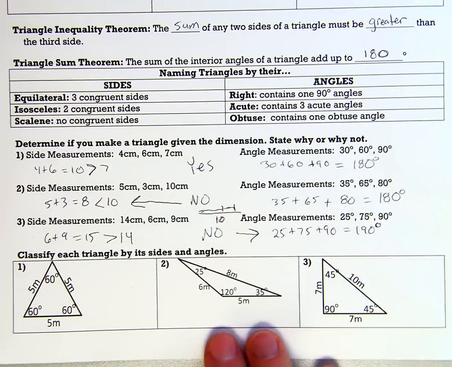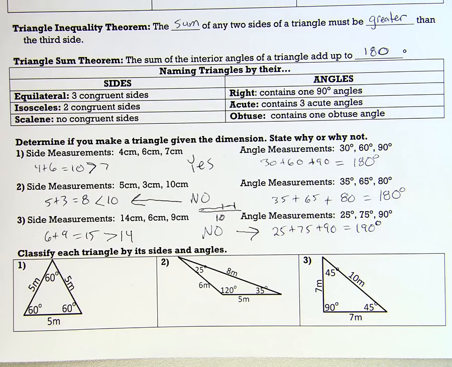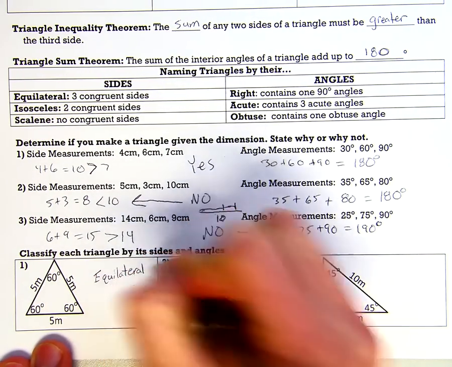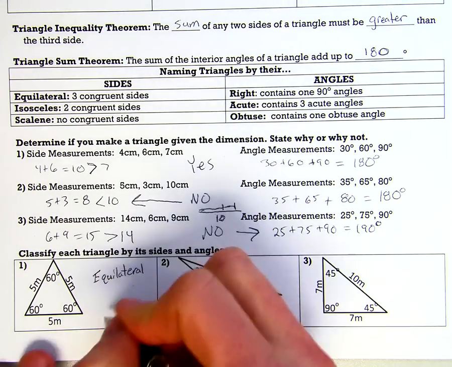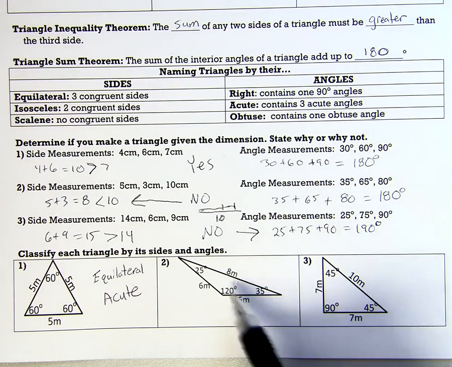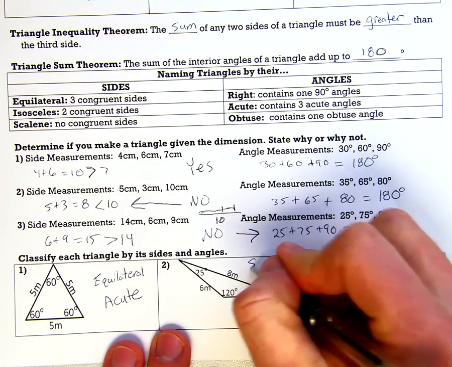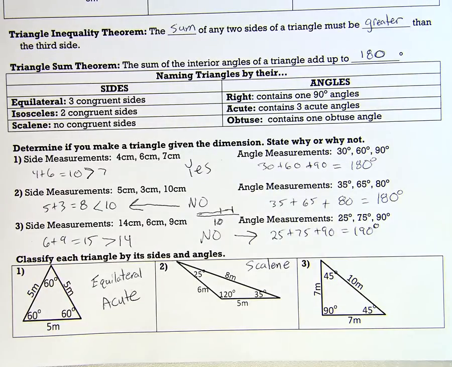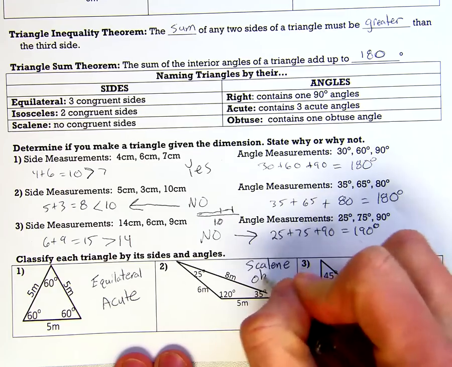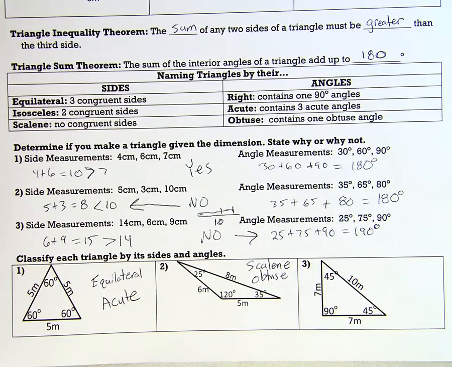Alright, and then my last part here, we're going to classify each of our triangles by its sides and its angles. So number 1 here, if we look at the sides, we have 3 sides that are all the same. So it is an equilateral. And then if I look at all my angles, they're all less than 90 degrees, so it's an equilateral acute triangle. Number 2, look at my sides here. I have 3 different sides, so I know that is a scalene triangle. And then if I look at my angles, I have one angle that's greater than 90 degrees, so I know that it's an obtuse triangle. So it's a scalene obtuse.